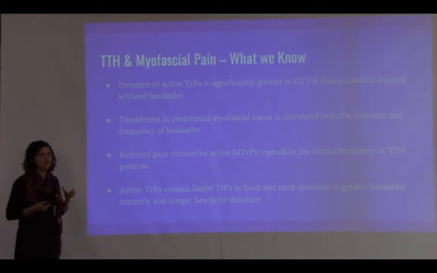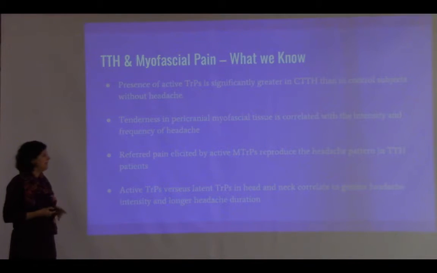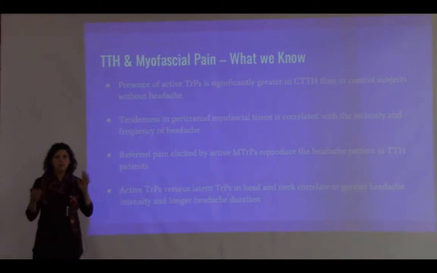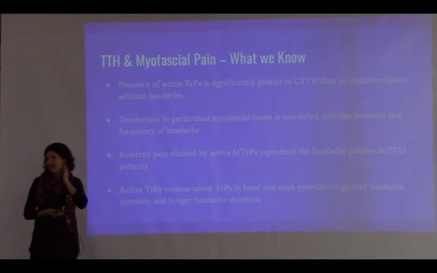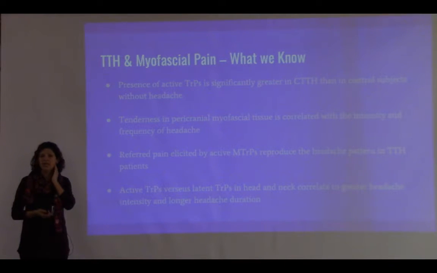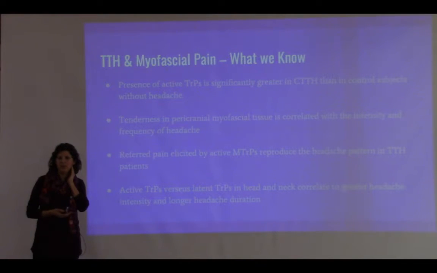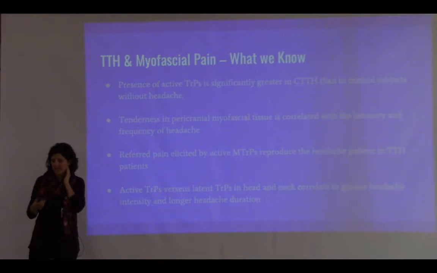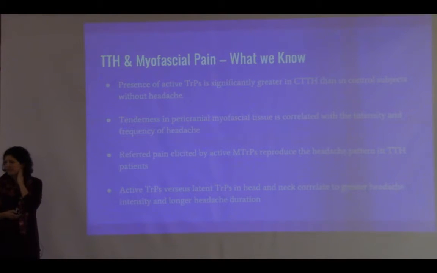So the presence of these active trigger points in the muscle is significantly greater in patients with chronic tension headaches compared to patients that do not have tension type headaches. So that's the first thing. And then also the tenderness in the tissues around the head and neck is correlated with how intense and how frequent people get tension type headaches.